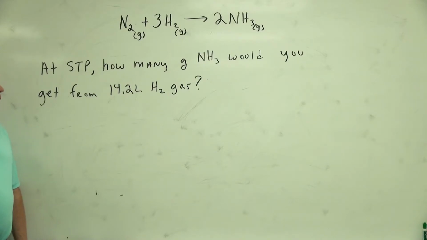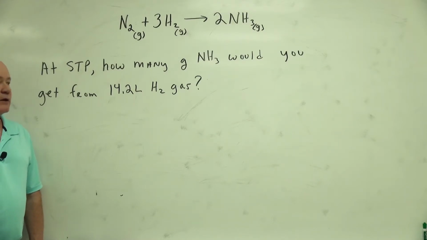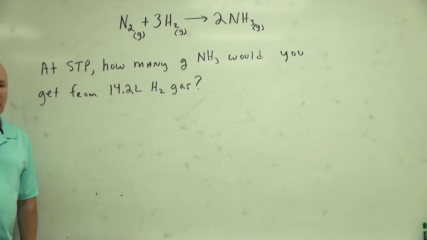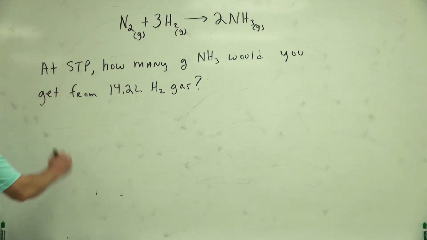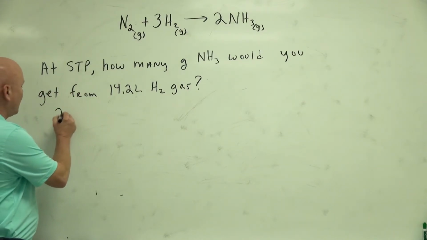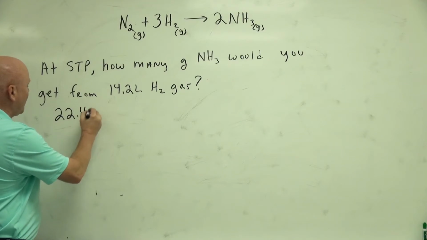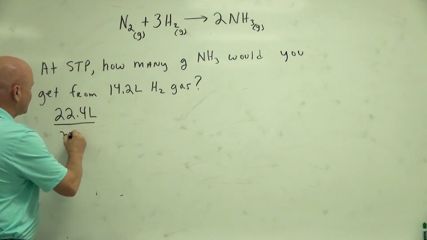At STP, how many grams ammonia, NH3, would you get from 14.2 liters of hydrogen gas? Now, this is a combination of stoichiometry mass quantity calculations and STP as a conversion factor. So the first thing I'm going to do, since I see STP up here, is go ahead and write down my STP relationship.